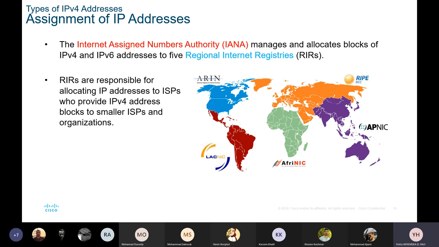So IANA, first of all, distributes the public addresses according to these regional registries. From their side, the regional registries distribute some ranges to the local internet service providers. These are companies that take these public addresses, and they distribute them further to the companies and the users.